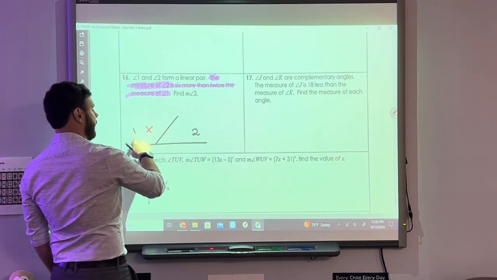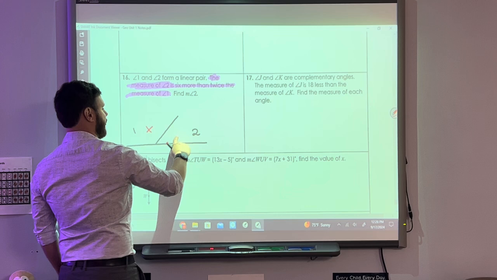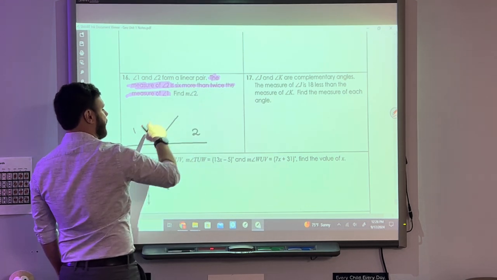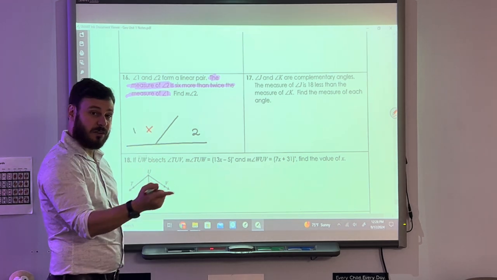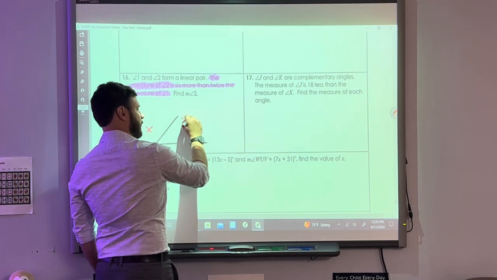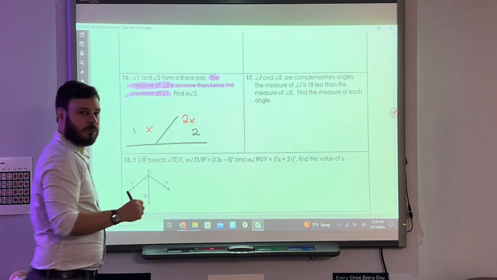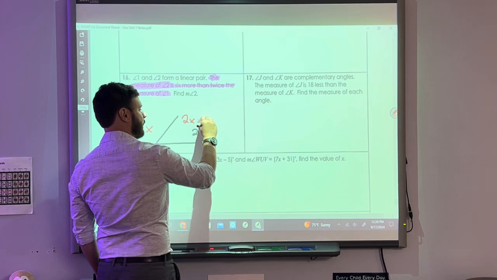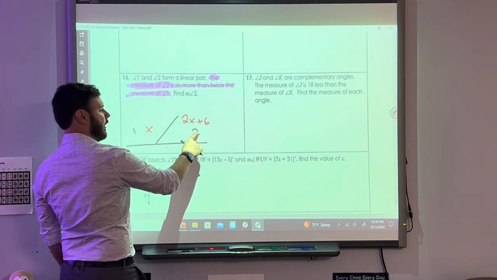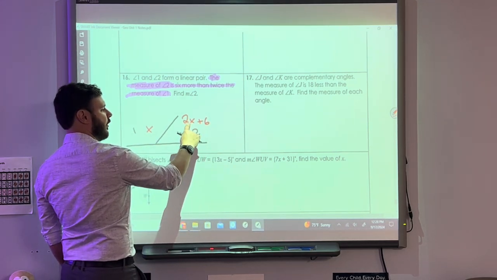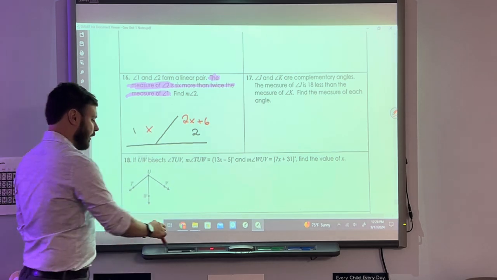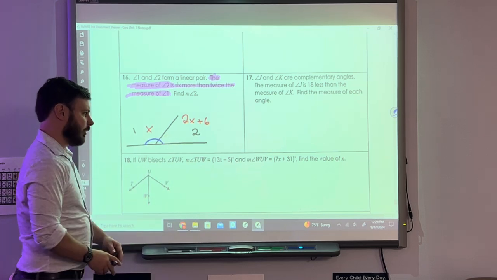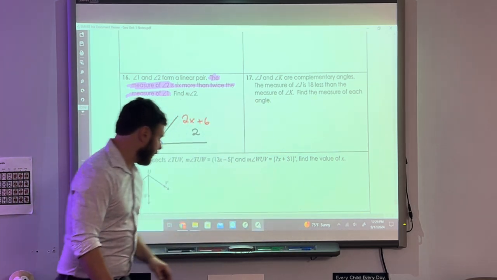Okay, so I have my label for measure 1. I need to figure out what this one is. Angle 2 is 6 more than twice this. Well, how do I write twice this? That's 2x. How do I write 6 more than twice that? Well, 6 more is adding. So angle 2 is 2x plus 6. Now that can be confusing. I totally get it. Practice makes perfect on those.